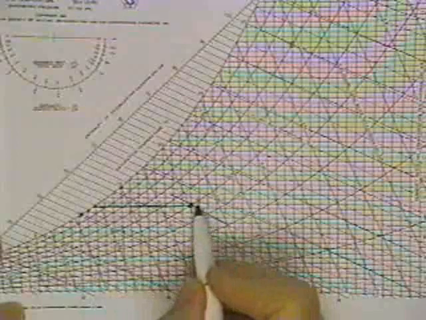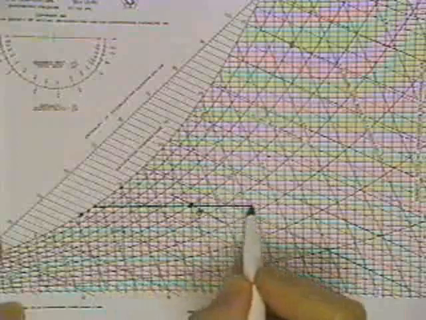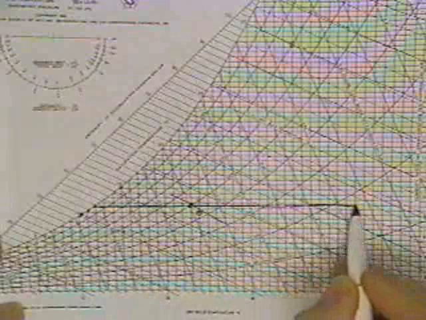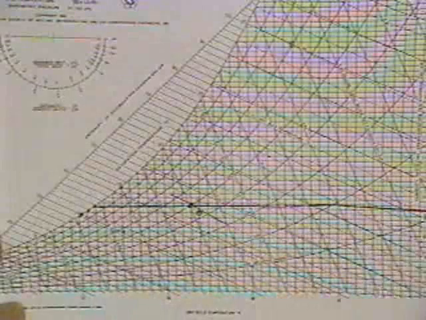And now the other thing that we want to find is the grams of moisture per kilogram of dry air. And so we move over to this axis over here to locate that, and I didn't draw a very straight line to get over to it, but it's about 9 grams of moisture per kilogram of dry air.